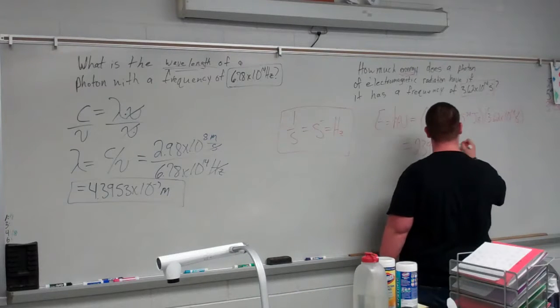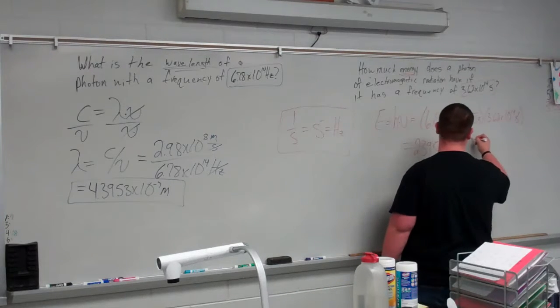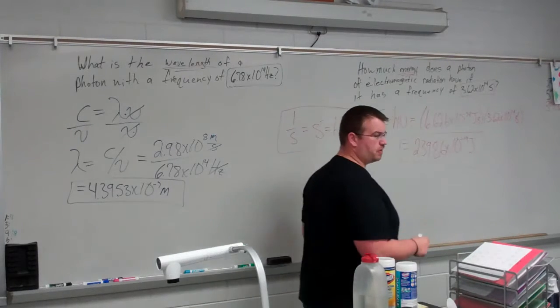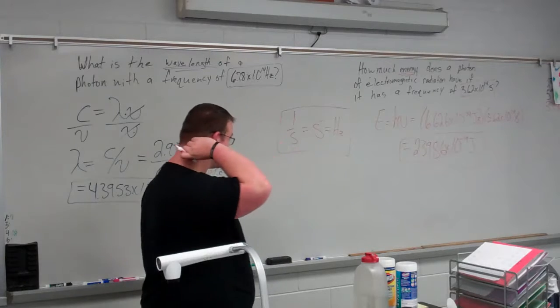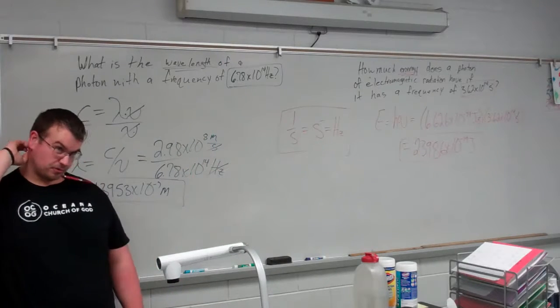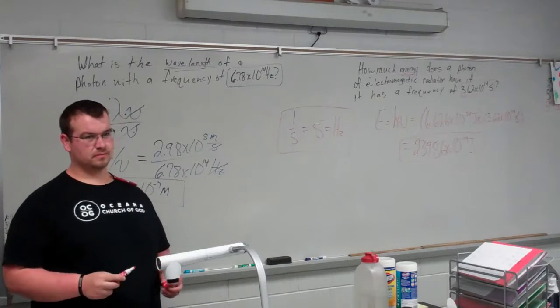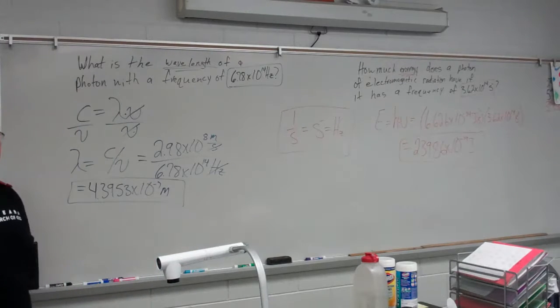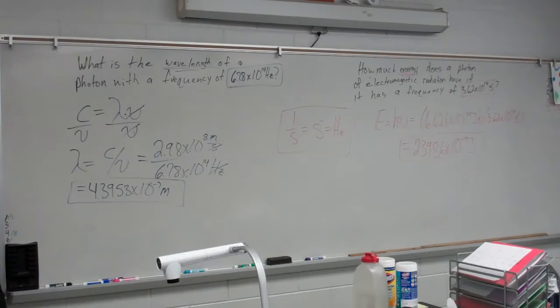Six times... joules. So in this problem, I get 2.3986 times 10 to the negative 19 joules. How y'all feeling? I like it. It's a lot better than mine. Questions?